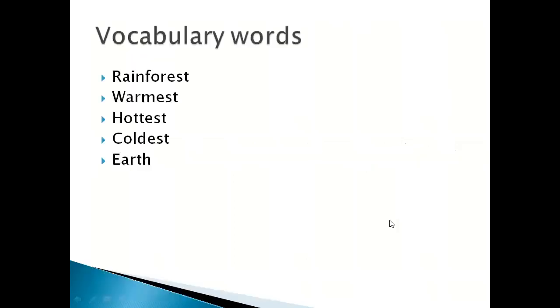And the vocabulary words for today: just write these vocabulary words in your notebook and try to read them. Rainforest, warmest, hottest, coldest, and earth.